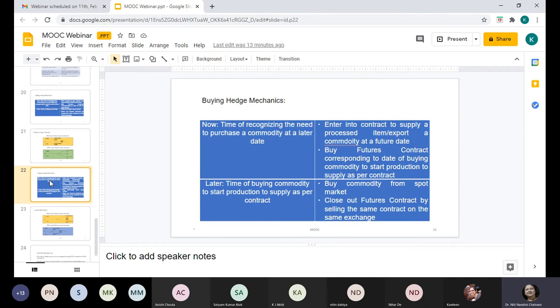Now, when you go to the markets to actually buy the commodity, you buy it from the market because you need it to start processing it, or to export it, or to do whatever. But the futures contract that you had bought, you can now sell it. So in both situations, you can see that we are doing in the futures market what we need to do at a later date in the spot markets.